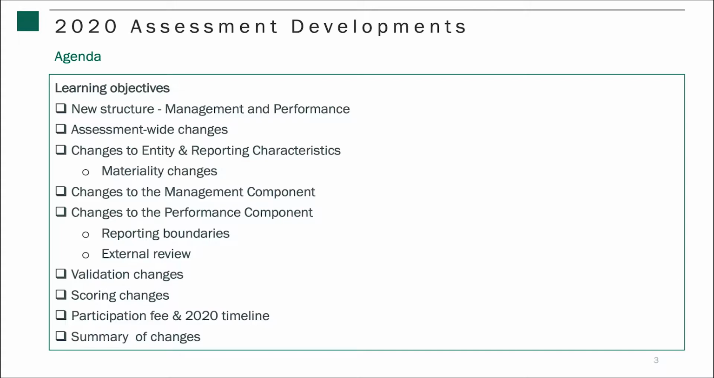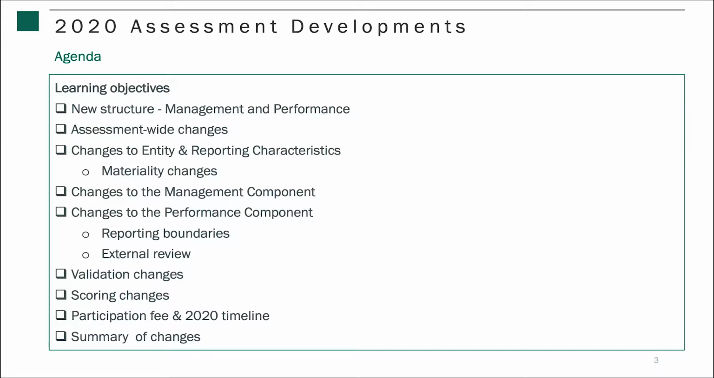We'll start with an overview of the new structure of the asset assessment now being split into two components. We'll then go into more detail by taking a look at the assessment-wide changes. After that, we'll look at entity and reporting characteristics, including changes to the GRESB materiality assessment, followed by the developments in the management and performance components.